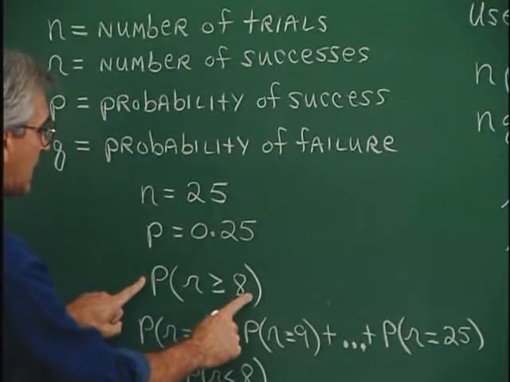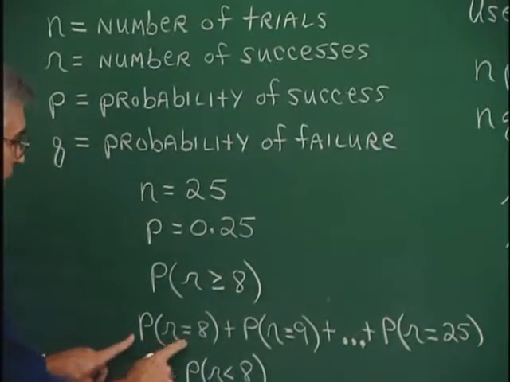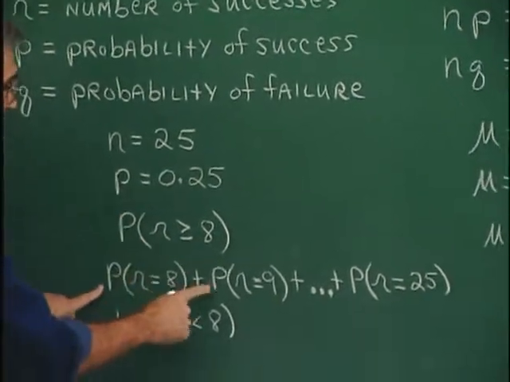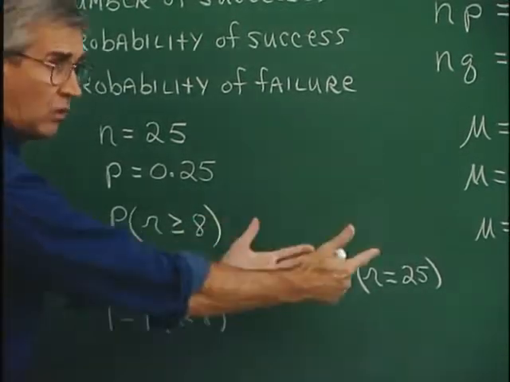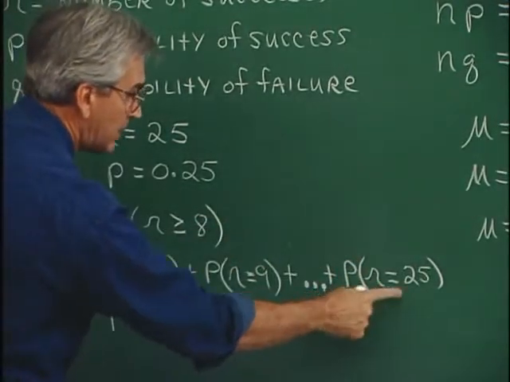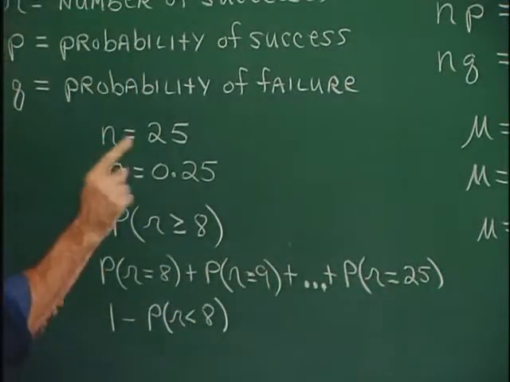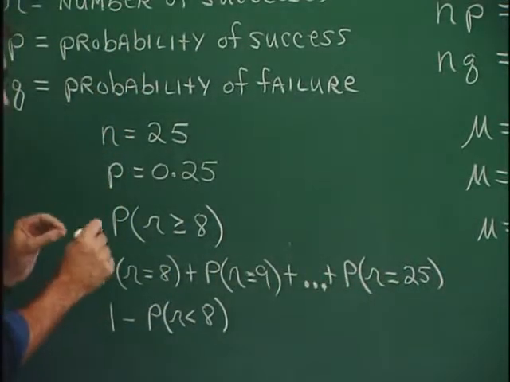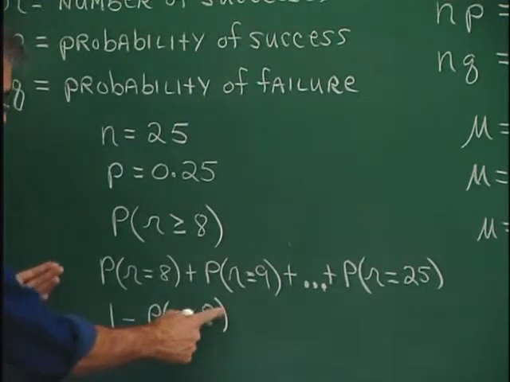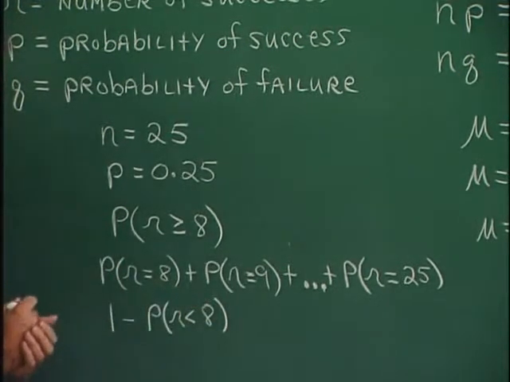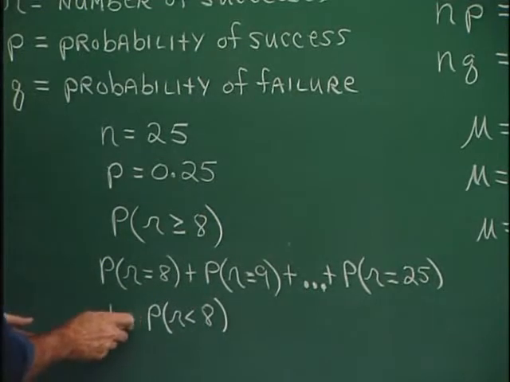One way is to calculate the probability that r is 8 and add the probability that r is 9 and add the probability that r is 10 and so on, all the way out to adding the probability that r is 25. Another way is to calculate 1 minus the probability that r is less than 8. This would probably be the way that we would decide to do this kind of problem right now.